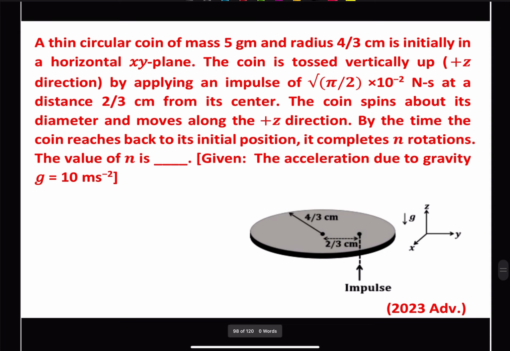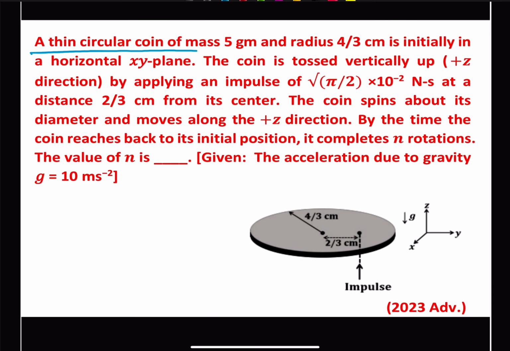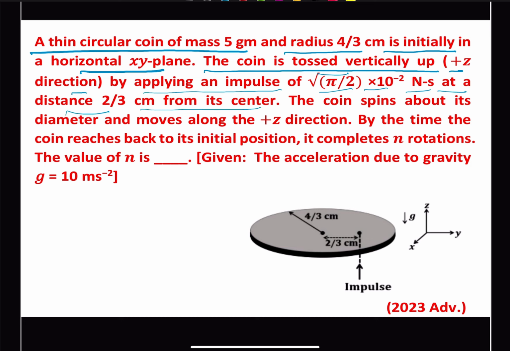It states that a thin circular coin of mass 5 gram and radius 4/3 is initially in the horizontal xy plane. The coin is tossed vertically up in the plus z direction by applying an impulse of pi/2 square root times 10⁻² Newton second at a distance 2/3 centimeter from its center. The coin spins about its diameter and moves along the plus z direction. By the time the coin reaches back to its initial position, it completes n rotations. The value of n is, so basic figure is given to us.